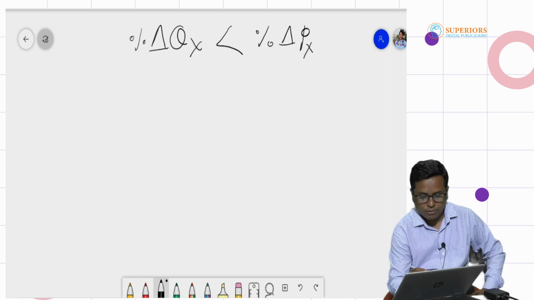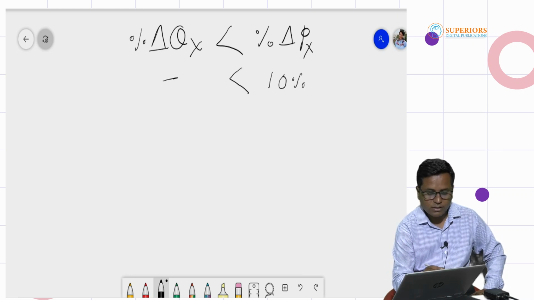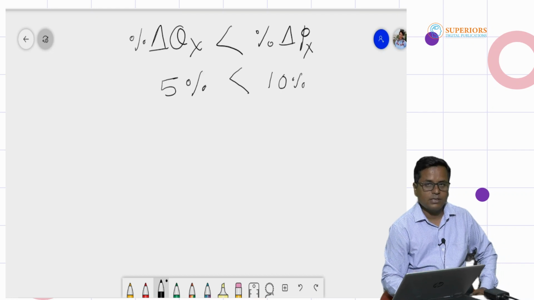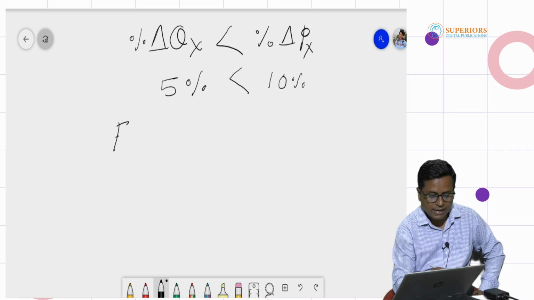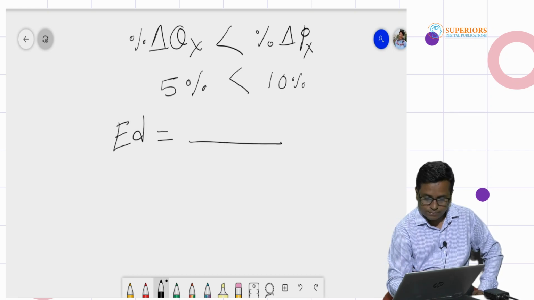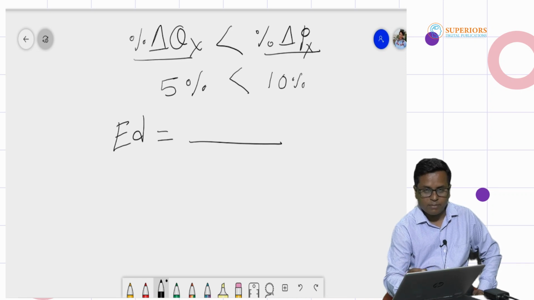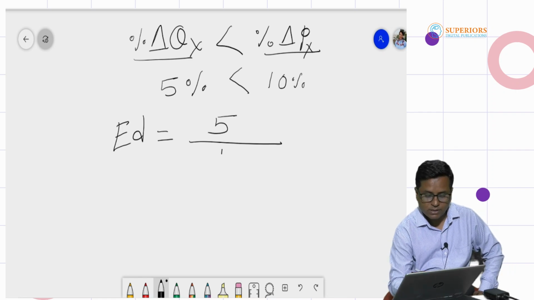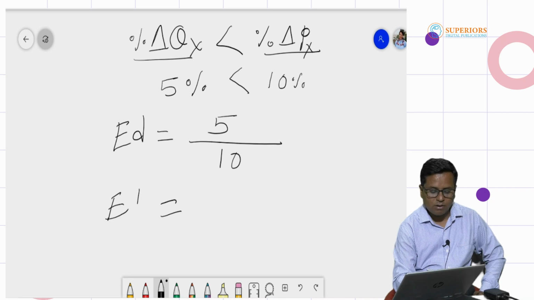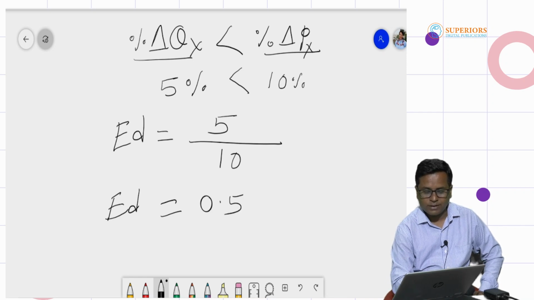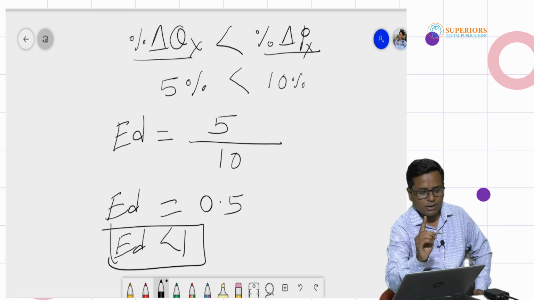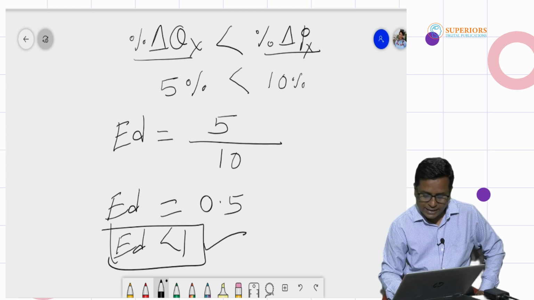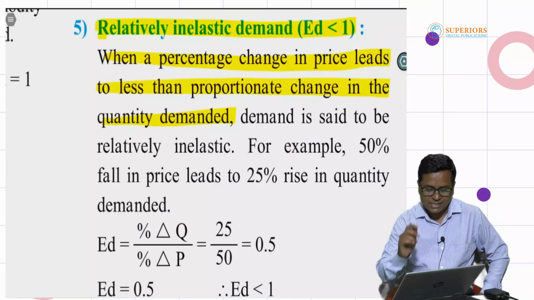For example, suppose 10% change in price caused only 5% change in quantity demanded. So, what will happen? Elasticity of demand is equal to percentage change in quantity demanded divided by percentage change in price. What is the percentage change in quantity demanded? 5. And what is the percentage change in price? 10. Here, elasticity of demand is 0.5. It means elasticity of demand is less than 1. Numerical value or coefficient of relatively inelastic demand will be always less than 1.